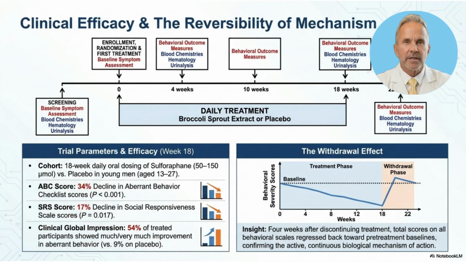Clinical trials strongly support this. In a trial utilizing an 18-week daily oral dosing of sulforaphane versus placebo in young men, we saw remarkable efficacy. ABC score: participants showed a 34% reduction in Aberrant Behavior Checklist scores. SRS score: participants showed a 17% reduction in Social Responsiveness Scale scores. Clinical global impression: 54% of treated participants showed much or very much improvement in behavior, compared to just 9% in the placebo group.